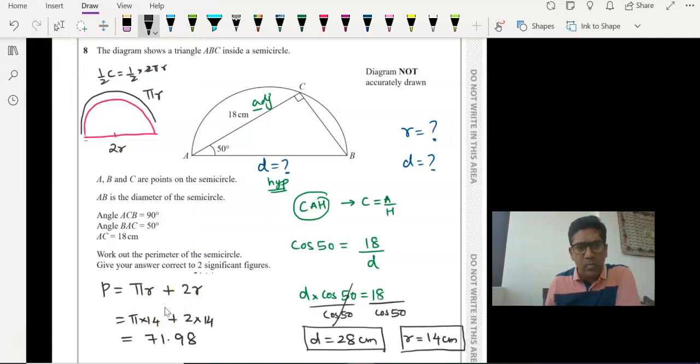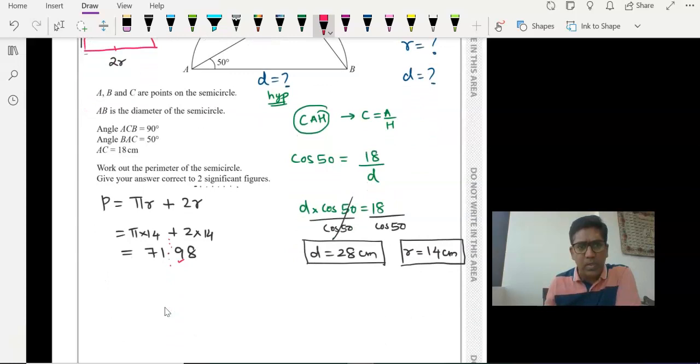It says round to two significant figures. So you want only the first two digits. So when you round here, 9 is strong. So 71 will become 72 centimeters. So the perimeter is 72 centimeters.